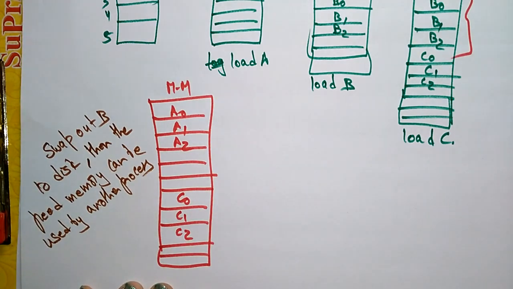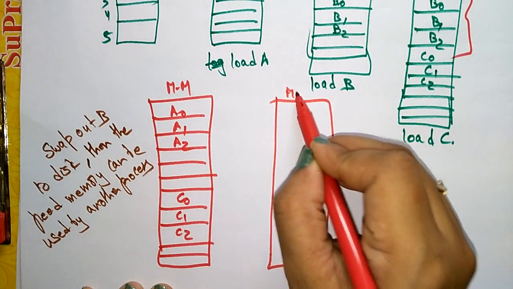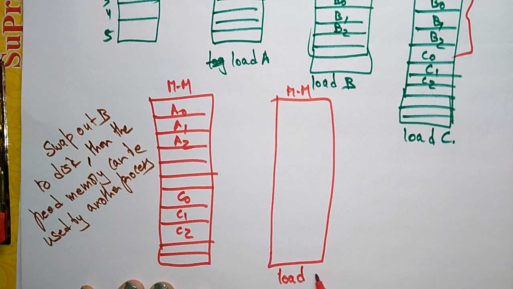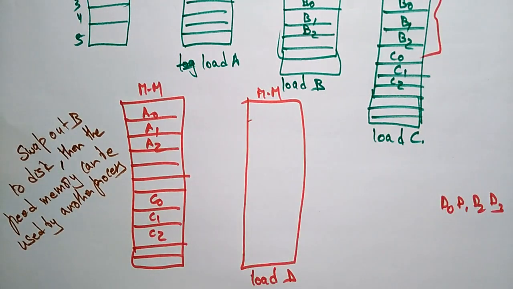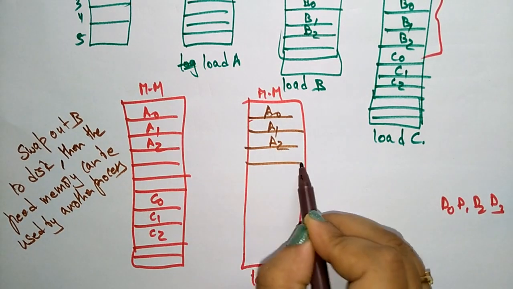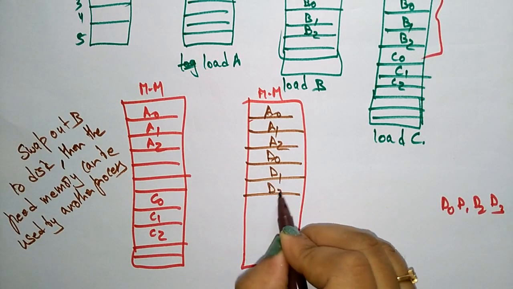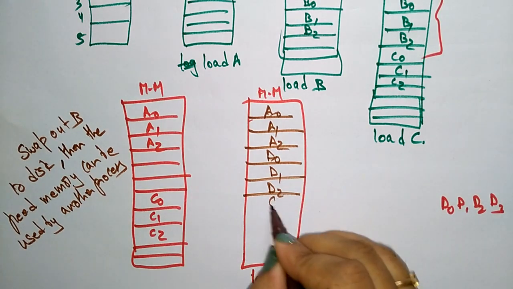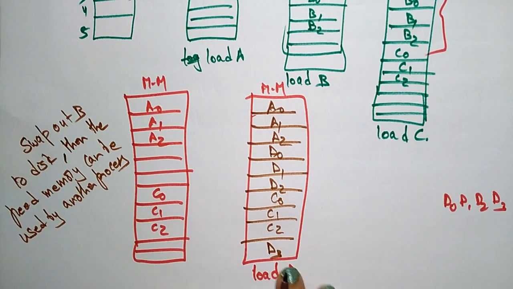Now again I want to load process D. This is the main memory. Process D has D0, D1, D2, D3, so 4 frames are needed. How is it possible? A0, A1, A2 are here, and the free space is here. D0, D1, D2 can fit here, up to D2, then C0, C1, C2, and D3 will occupy the next free frame.